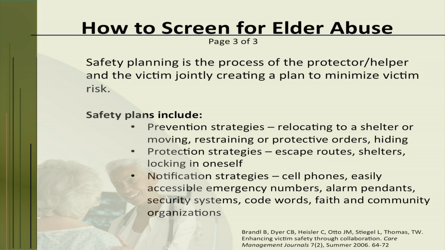These strategies, such as those involved with prevention, may include relocating the older adult to a shelter, or moving the older adult, providing restraining or protective orders against a perpetrator. We may put in place some protection strategies, such as having escape routes, shelters, or having plans for moving the older adult away from the abuse whenever it's occurring by locking themselves away in an isolated room, and then using cell phones or some other means for getting a hold of emergency services so that they can come and assist the older adult in cases of elder abuse.